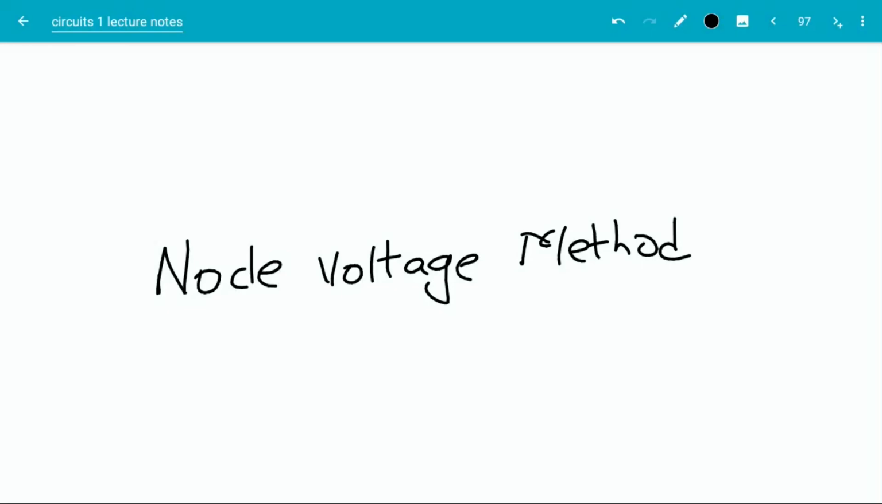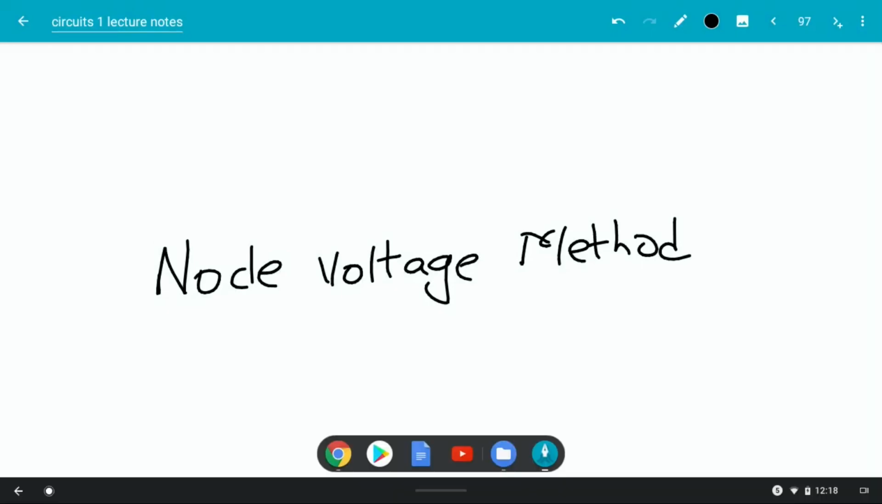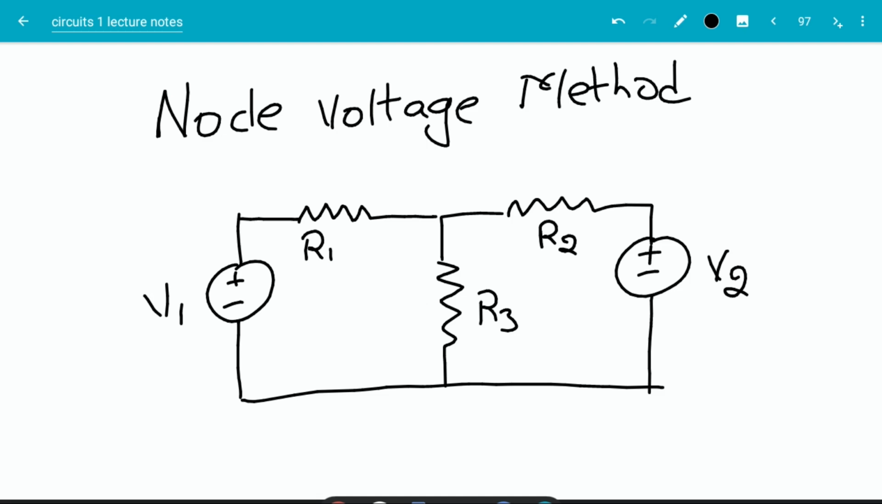Let's talk about node voltage method and why it works. To make things easier for ourselves, let's consider an example circuit. Let's start by defining a potential function on the circuit. By defining a potential function, I mean specifying the voltages at different points on the circuit.